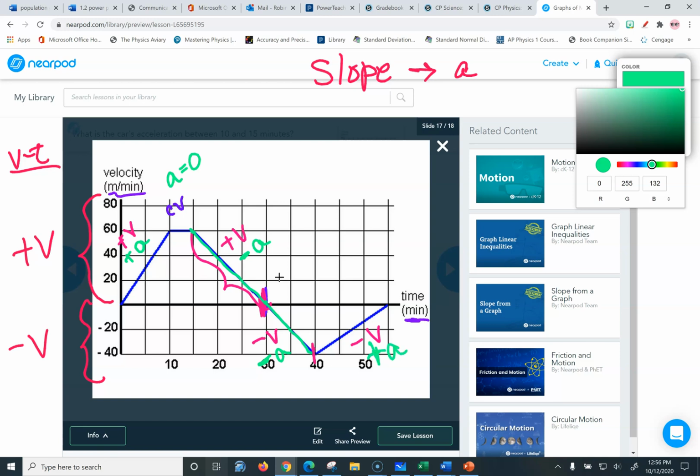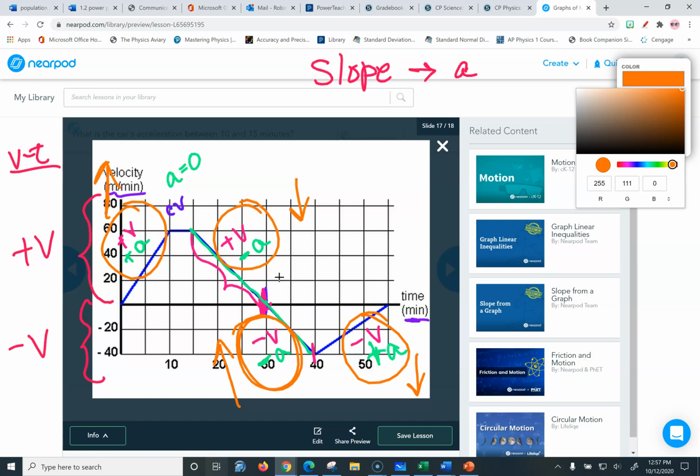Now you want to match up your signs. Remember, anytime they have the same sign, they're speeding up. Anytime they have opposite signs, they're slowing down. So we can think slowing down over here, speeding up. This here, be careful, both negative. So that means it's speeding up. And then this, they're opposite, so it's slowing down.